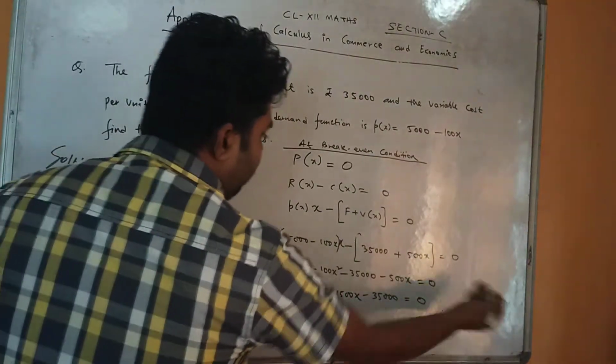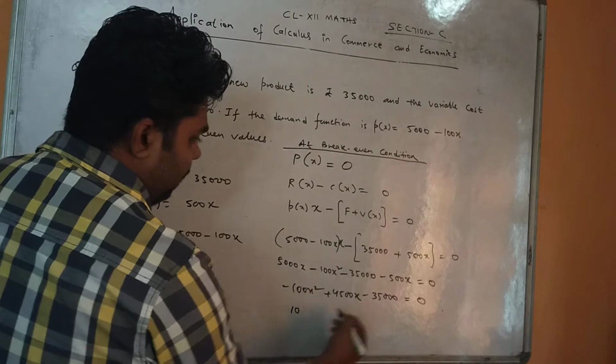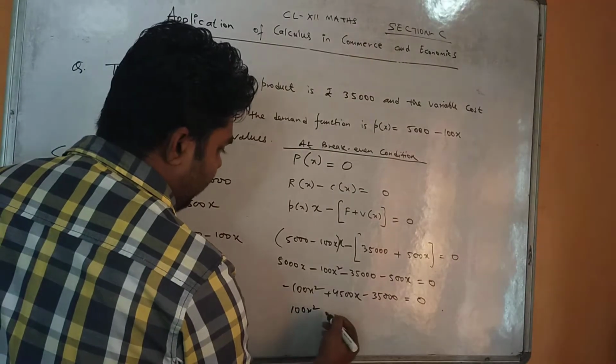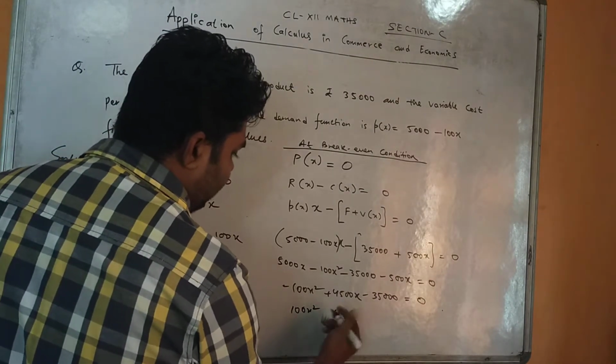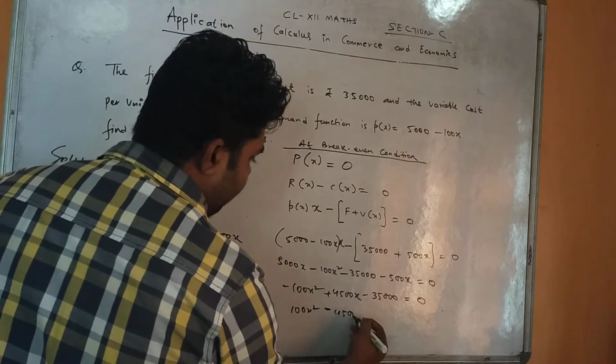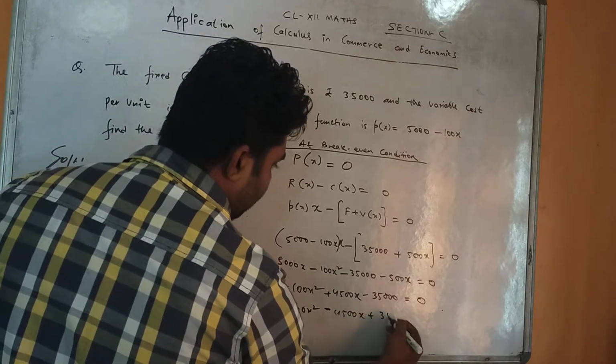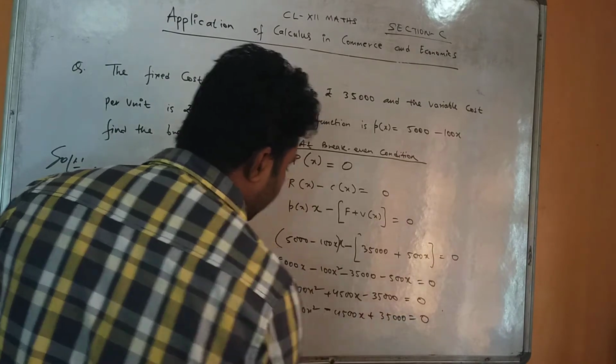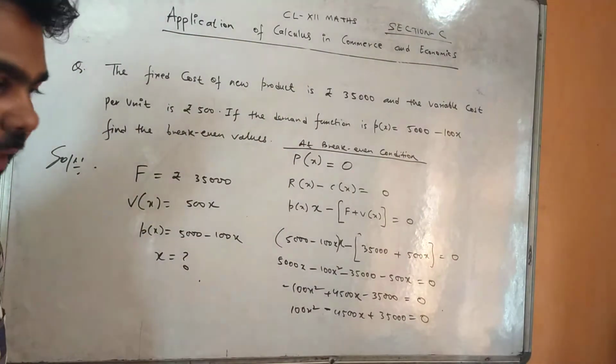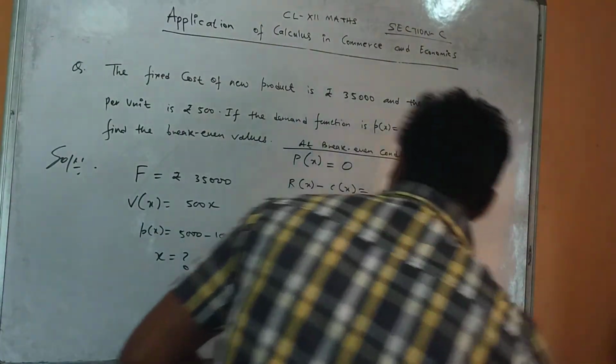If I take everything to the right hand side, what will we get here? We will get 100x square minus 4500x plus 35000 equals 0. Okay, the coefficient of x square, first we have made negative to positive.